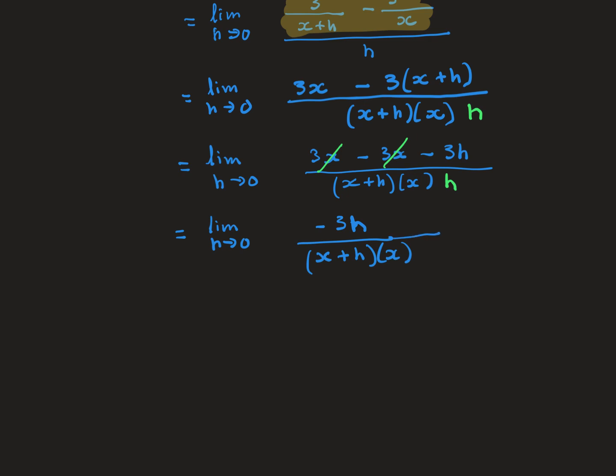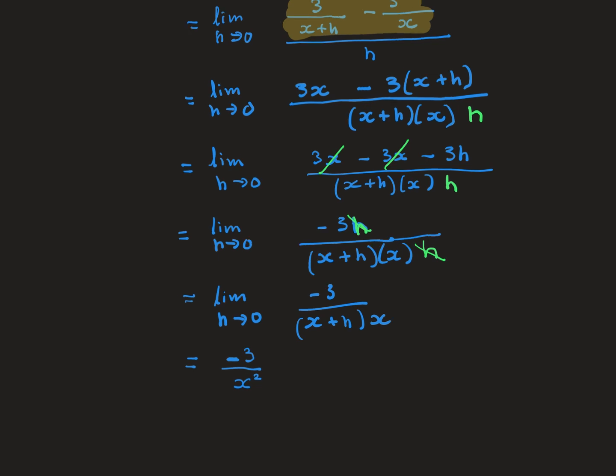Not to forget our h in the denominator, which really happens to be very fortunate because we can cancel those two h's out, and we are now left with the limit as h approaches 0 of minus 3 over x times x plus h. So as h approaches 0, we just get minus 3 over x squared.